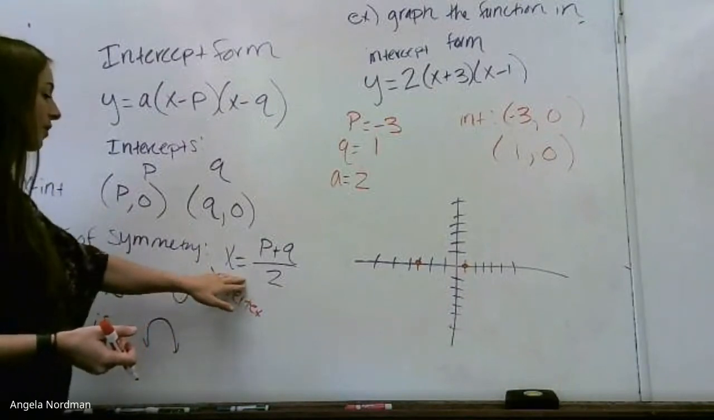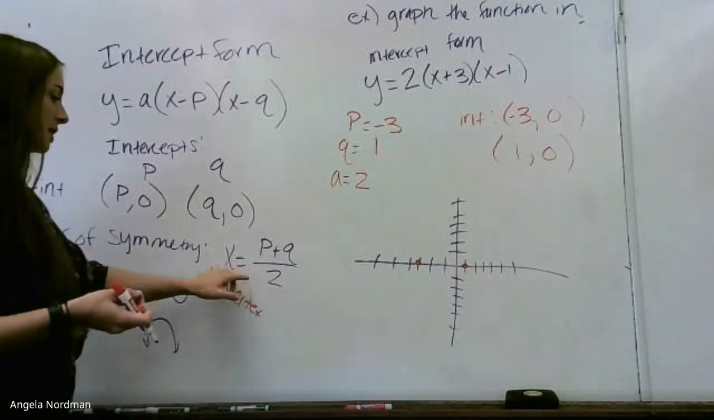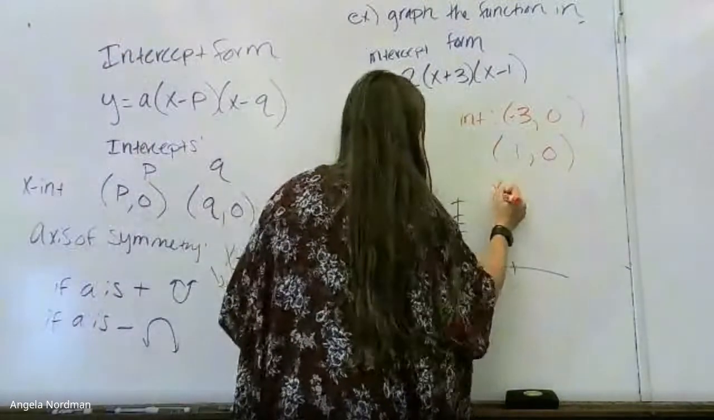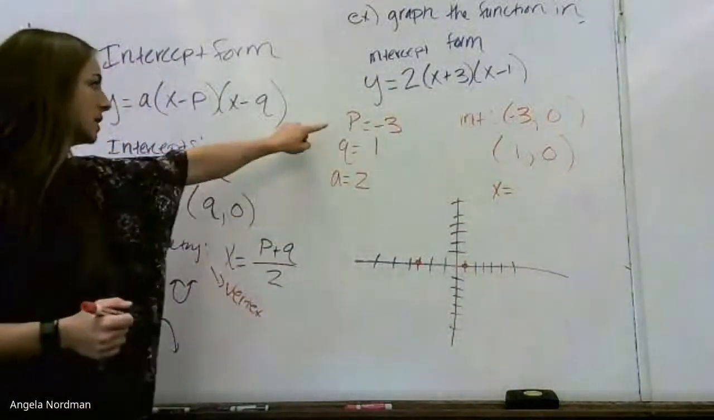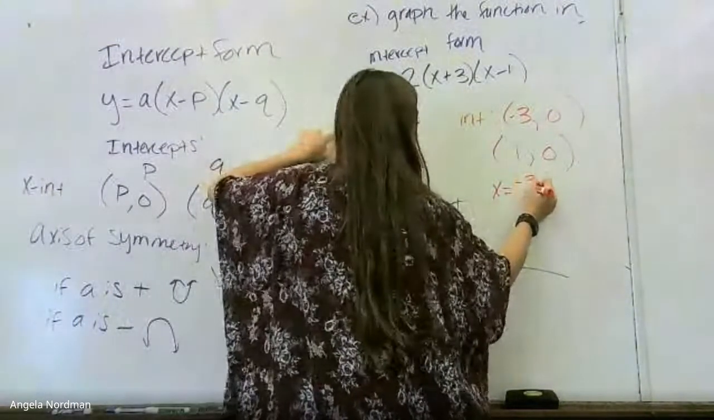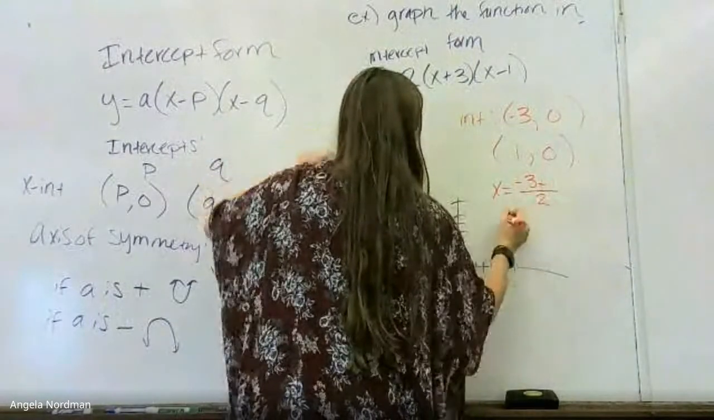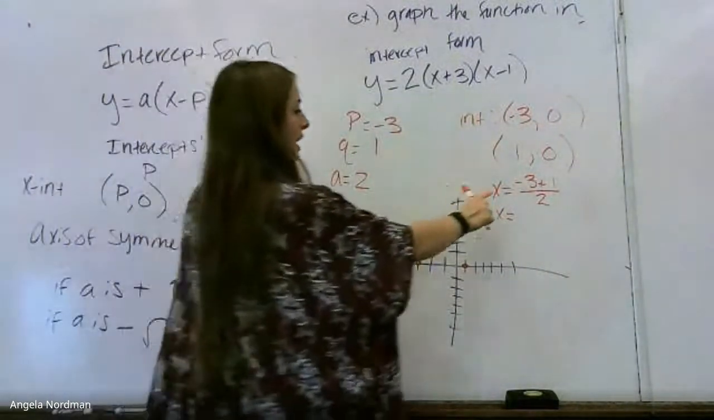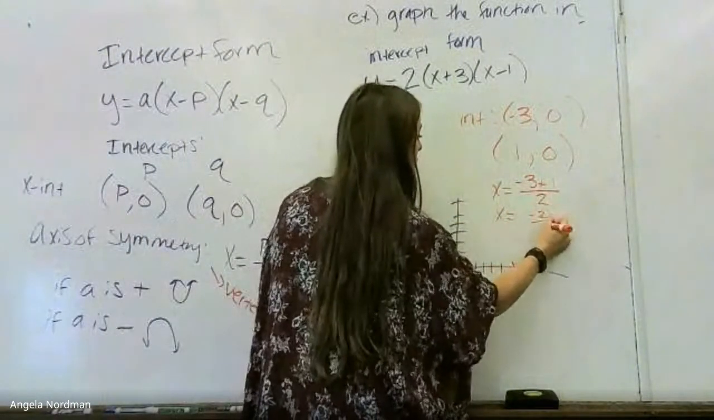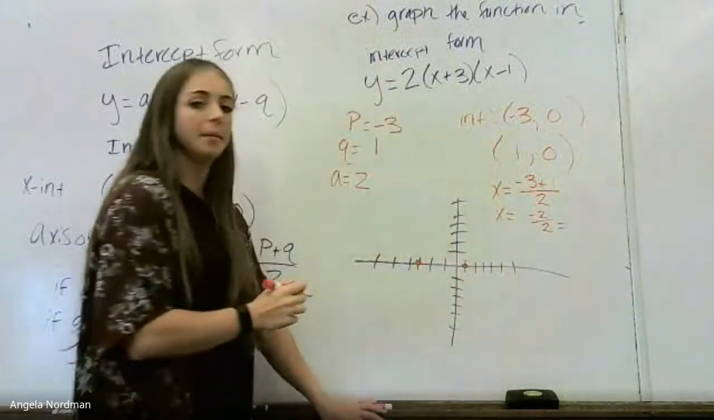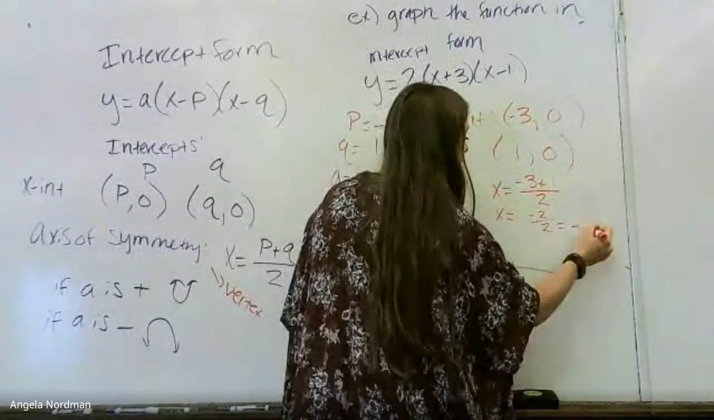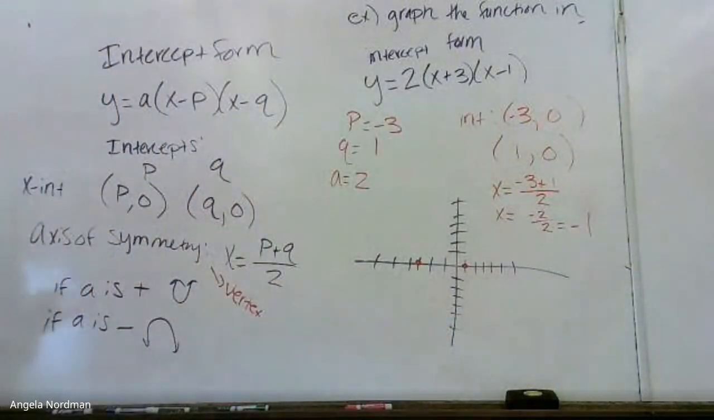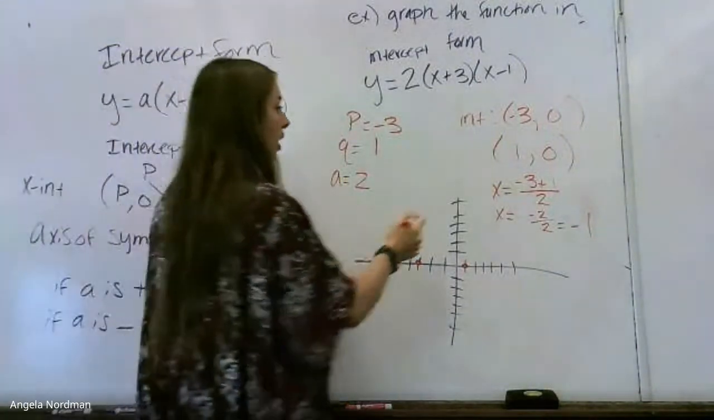So I'm going to start off by finding the x coordinate of my vertex. I do that by taking x equals p plus q over 2. So what this will look like is I need to take p, -3, plus q, which is 1, and divide it by 2. I'm getting here that x equals, take -3 and add it to 1, that's -2, divide it by 2. -2 divided by 2 is -1. So I'm claiming that the x value in my vertex is -1.